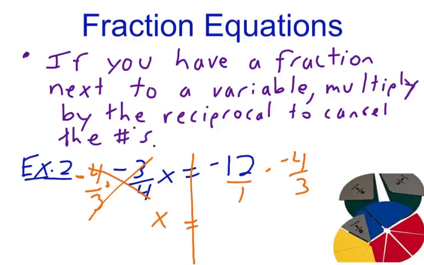And then over here I'm going to use my shortcut. What's the common factor on the top and bottom? That's right, 3. 3 will go into 3 once, 3 will go into -12 -4 times. Then now I just multiply across. -4 times -4 is positive 16. 1 times 1 is 1. 16 over 1 is just 16, so I don't need to write that bottom part. So x is just 16. Hopefully you got that.